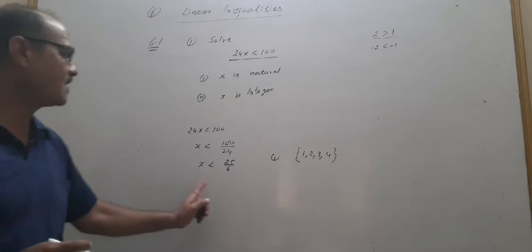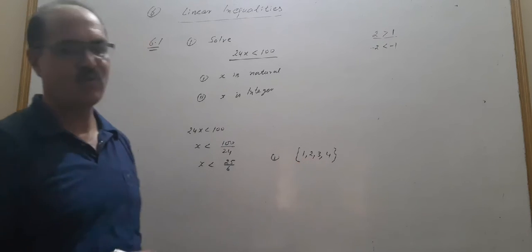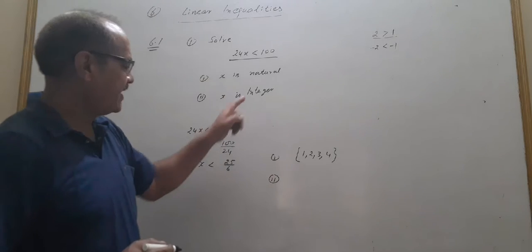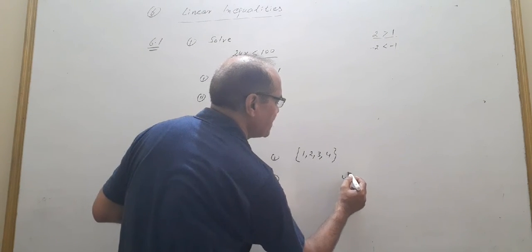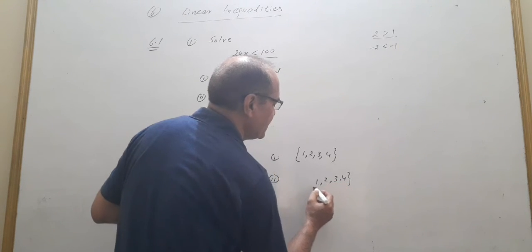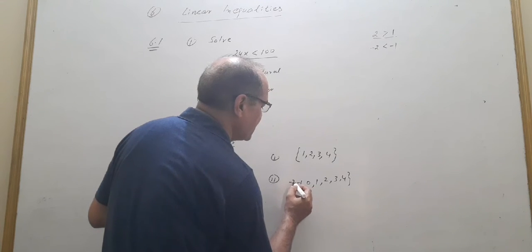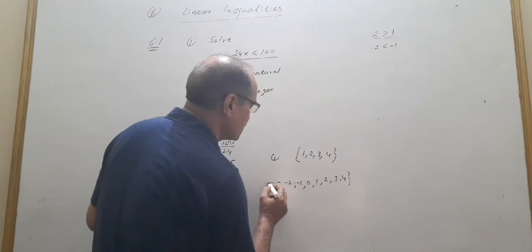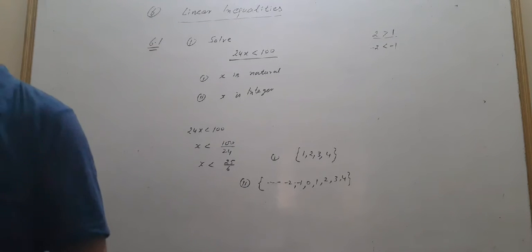So the result of the first case, when x is a natural number, the value will be 1, 2, 3, and 4, and put the curly brackets. In the second case, integers less than 4 point something are 4, then 3, then 2, then 1, then 0, then minus 1, and minus 2, and so on. So I put the curly bracket. So this is the result of the second case.